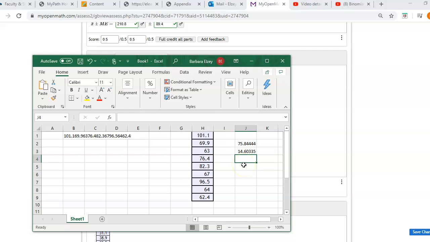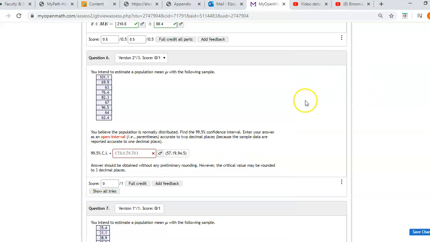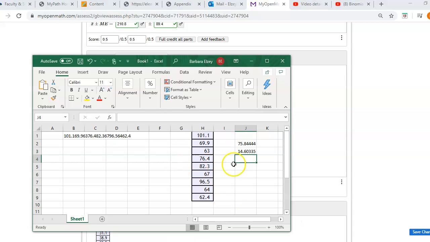Let's also get the t-value for our confidence interval. And we have a 99.5% confidence interval we're trying to get. So we're going to have 1 minus 0.995, and that's going to be 0.005. And then remember, we have to divide that by 2. And that's going to be 0.0025.